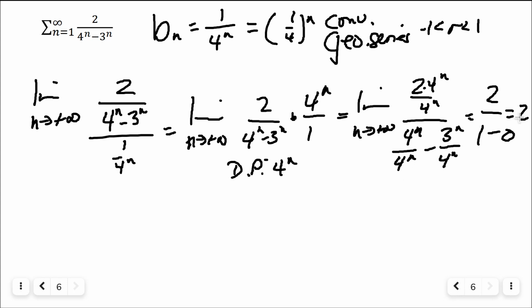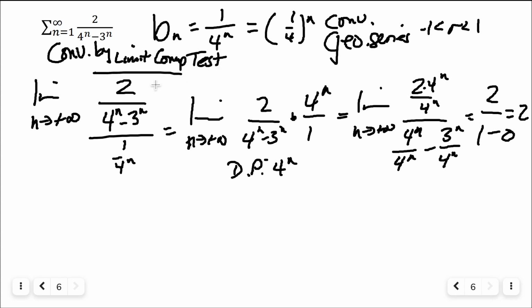So now this is a positive finite value. That means since b sub n converges, then this thing converges by the limit comparison test. And that's the right answer. Okay? And that's all there is to it with the limit comparison test. And again, you can do the same thing. We did 2 convergent series, but you can do it with a divergent series as well.